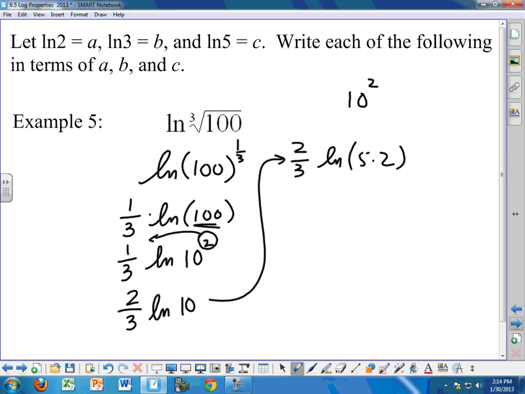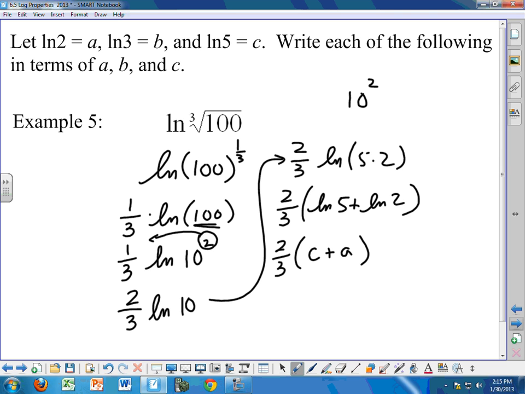And if you recall from the last example, that became the natural log of 5 plus the natural log of 2, which gives us 2/3. And then this was a c, and this part was the a as we do the replacement. So you can go ahead and just box that answer right there. All right, and we'll continue with this video in the next part, which will do a little bit more work with the properties in arbitrary cases.